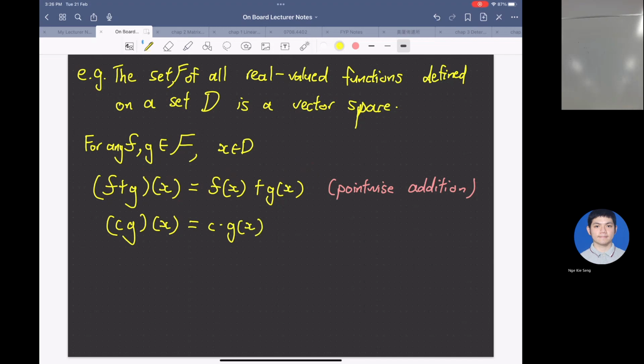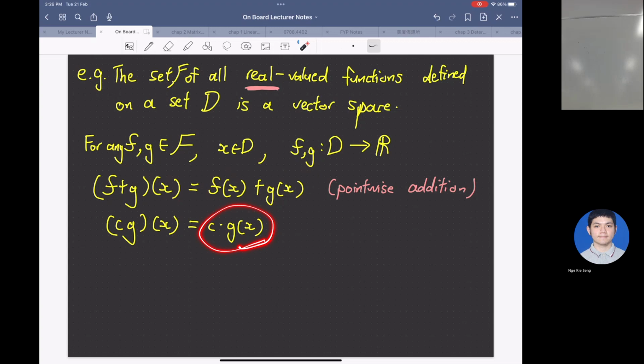Okay. So how do you multiply a number to a function? Every point you get me a real number, I multiply with c. This is what cg means. This makes sense because f and g are functions from D to R, because they are real valued. So if I feed some x into f and g, it gives me a real number. And then cg is what?